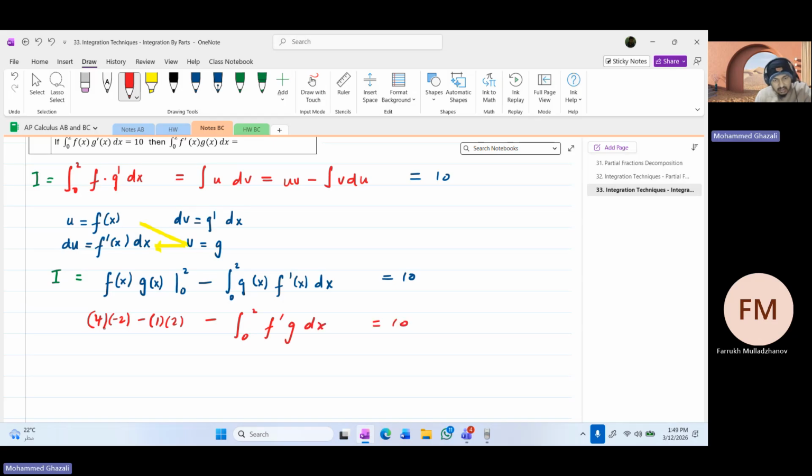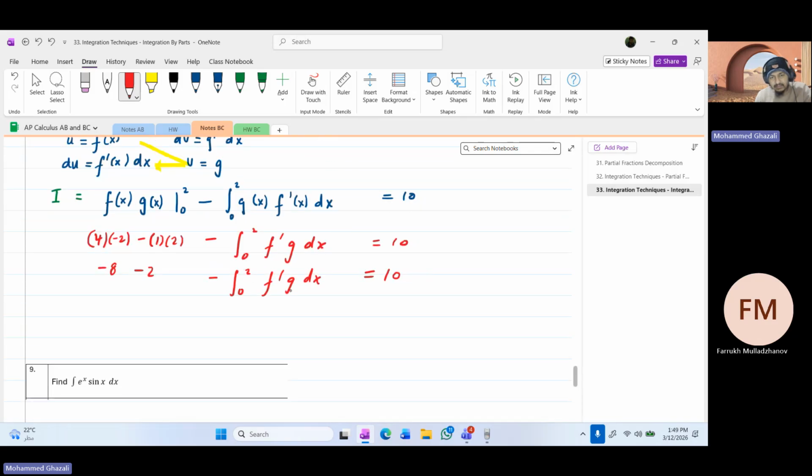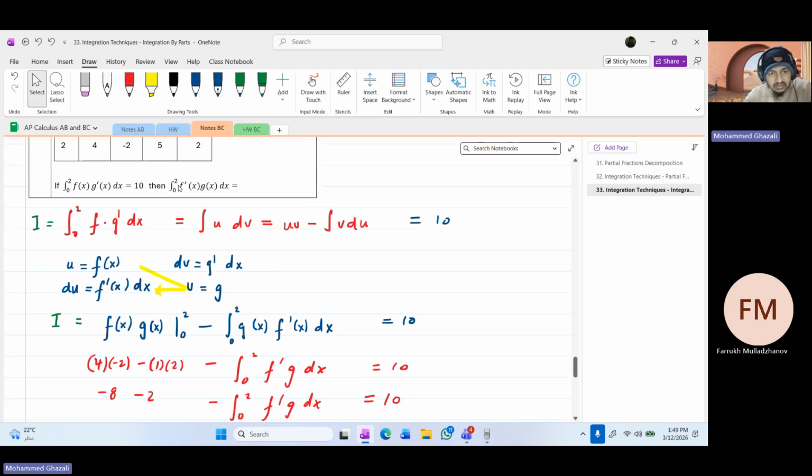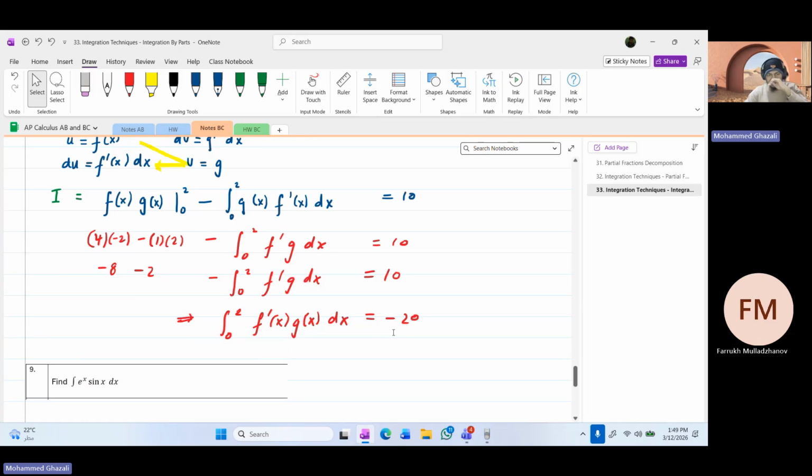So what is this? This value here is negative 8, negative 2. So that's negative 10. That goes over, it becomes 20. Multiplying both sides by negative, it becomes negative 20. So this implies the integral from 0 to 2 of f prime x, g of x, dx, is 20. So I'm going to multiply both sides by negative, and we'll get negative 20. So what's the answer for this? Negative 20. So, nice question.